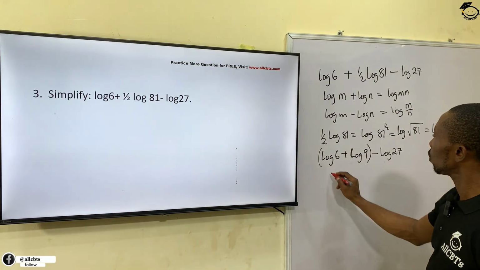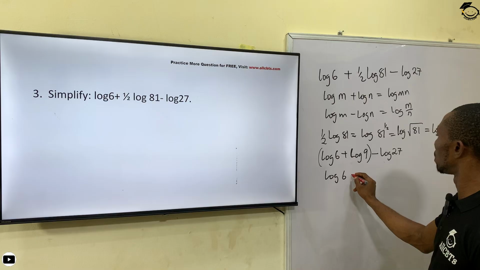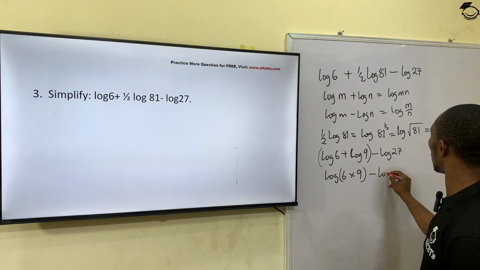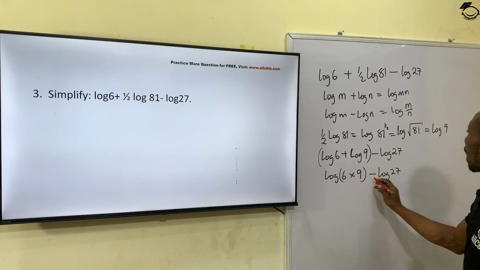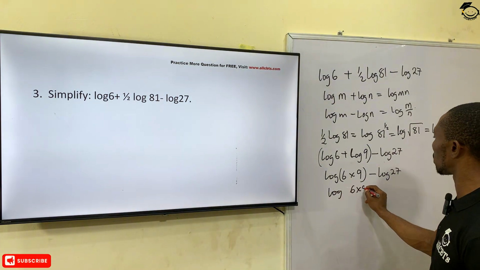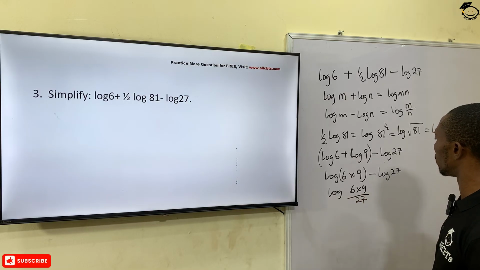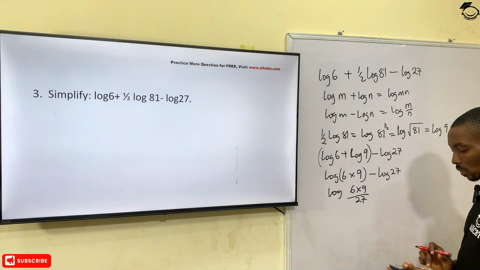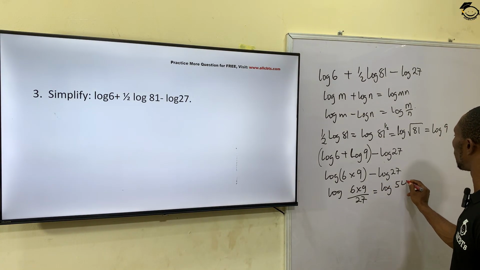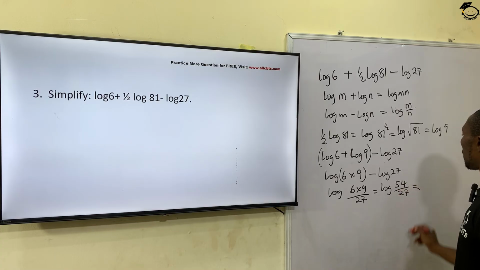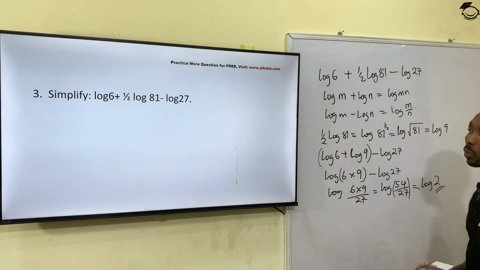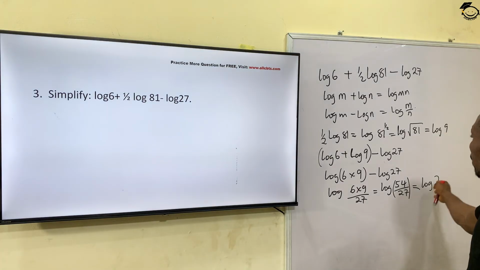Now let's apply these rules here. For this, we have it as log 6 times 9, and minus log 27. Now, applying this rule will give us log 6 times 9 over 27. Now, 6 times 9 would give us 54. So this would be log 54 over 27. And 54 divided by 27 will give us log 2. So with this, we've simplified our log.